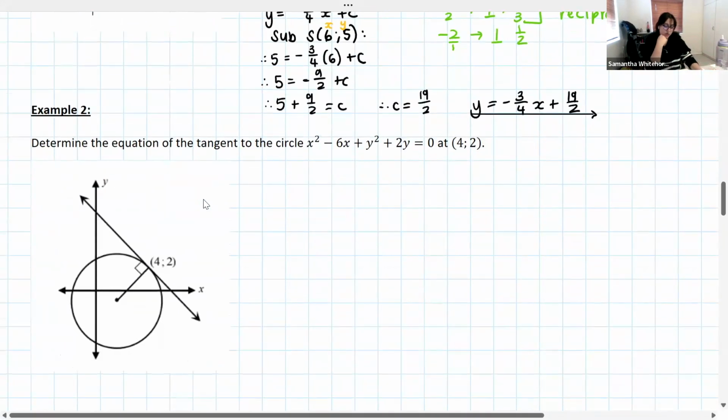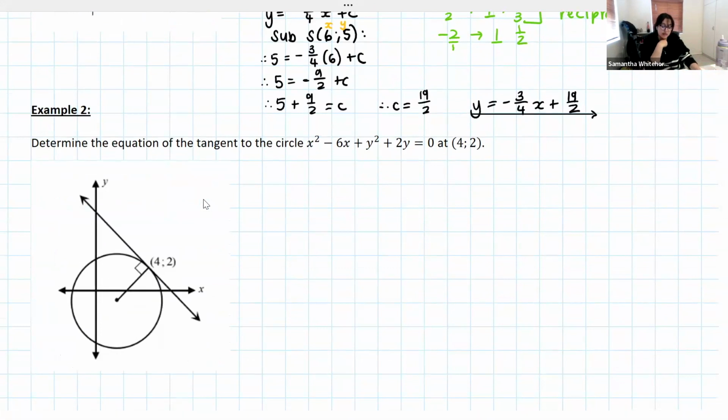We have been asked to determine the equation of the tangent to the circle x squared minus 6x plus y squared plus 2y equals 0 at the point 4, 2. Okay, now usually I would not tell you that it's a right angle. Usually I would expect you to say tan perp rad, but obviously we're going to have to use that anyways in any case when we're working with the gradient.